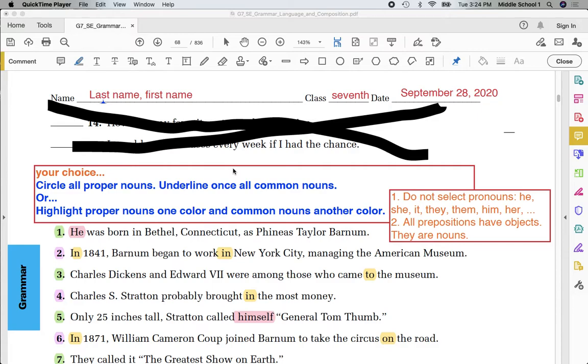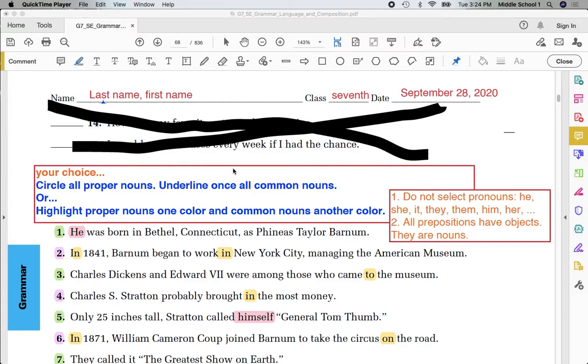Before we begin, there are 2 reminders. Do not select pronouns. Words like he or she, it, they or them, him or her. Do not select pronouns. These are not nouns. Avoid them. Number 1, he. I wouldn't take he. Number 5, himself. I wouldn't take himself. That's an example of a pronoun.